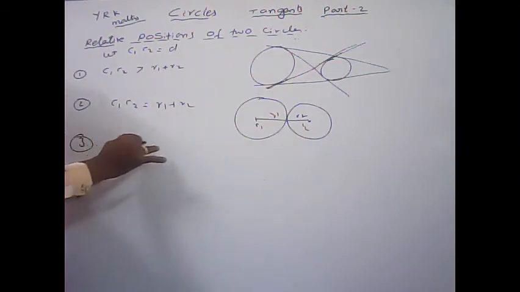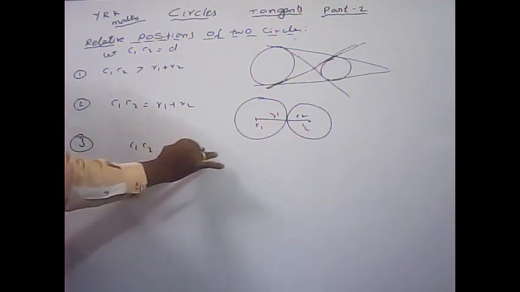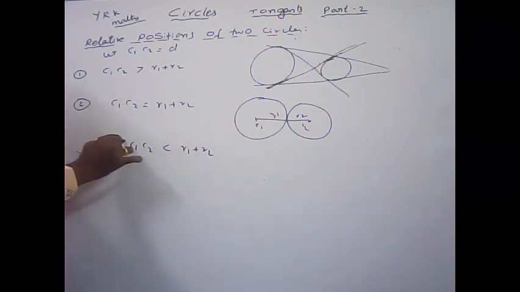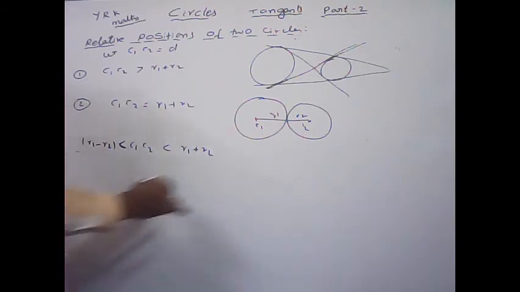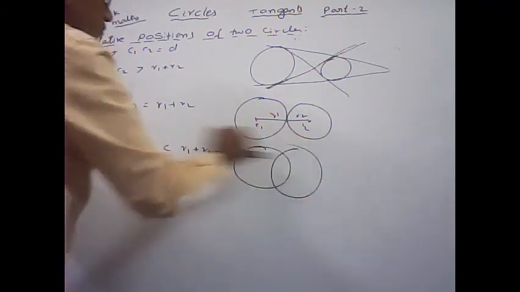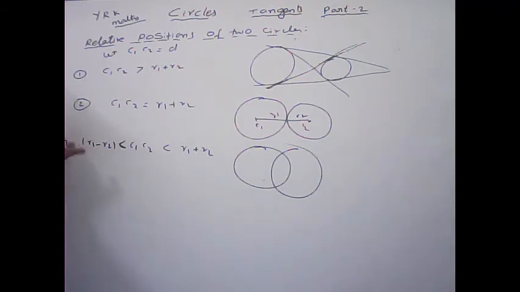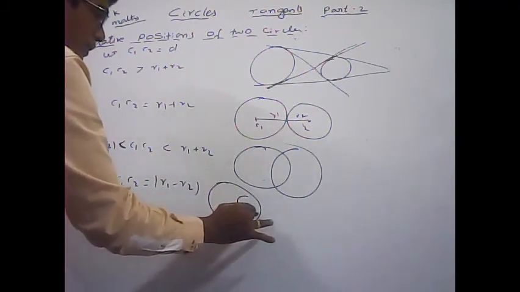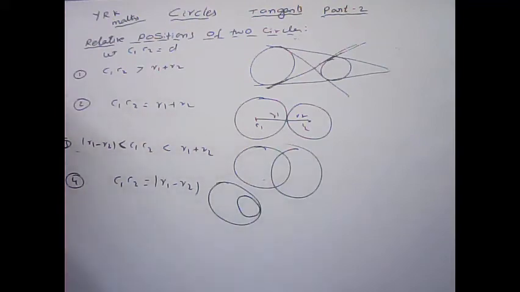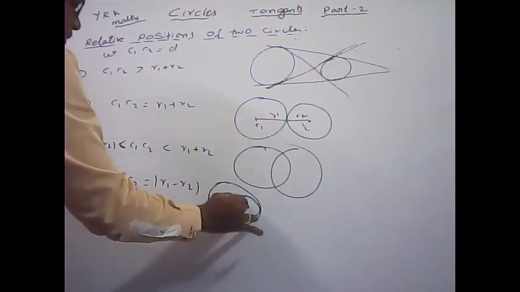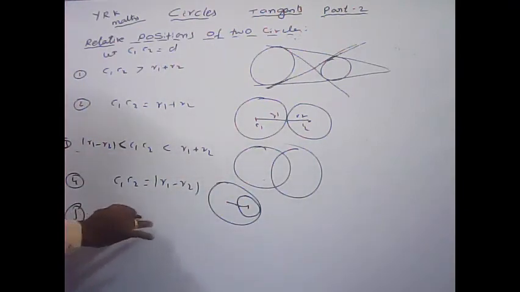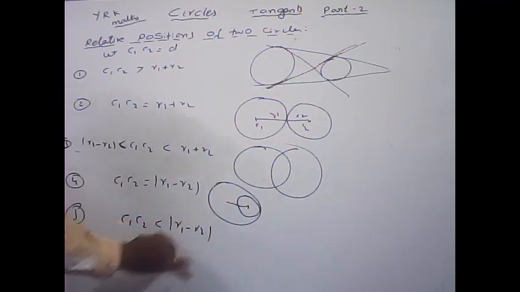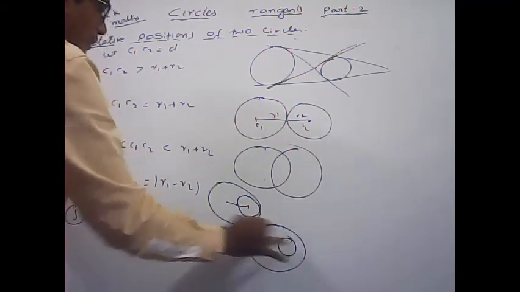Third one: C1C2 is less than R1 plus R2 and that should be more than modulus of R1 minus R2. So both the circles are cutting, intersecting circles we say. Next, the fourth one: C1C2 is equal to modulus of R1 minus R2. So one circle is touching the other internally. Both the circles are touching internally. Next, the fifth one: C1C2 is less than modulus of R1 minus R2. So one circle completely lies inside the other.